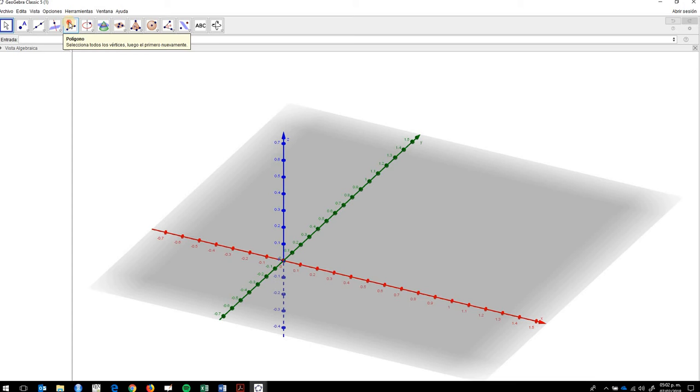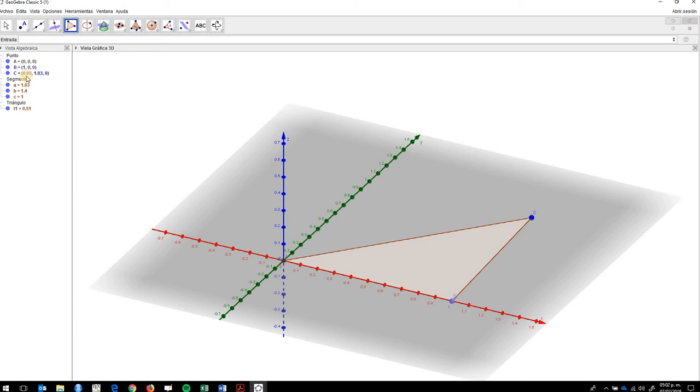Let me draw kind of the same triangle. So we begin at 0, 0. Now we go all the way until 1. Now we should go until 1, 1. I may have to adjust this. And now we go all the way back to 0, 0.